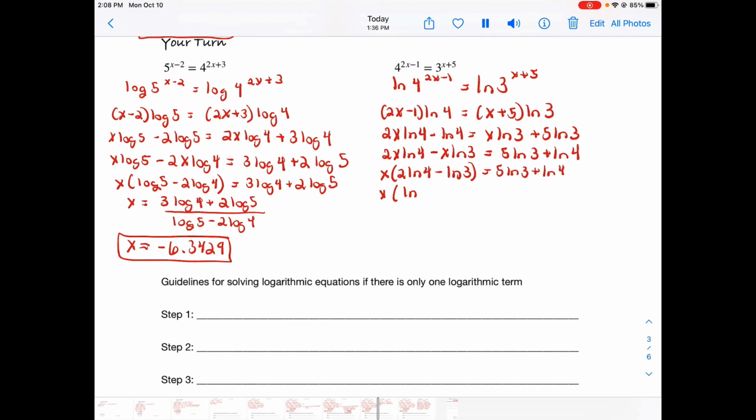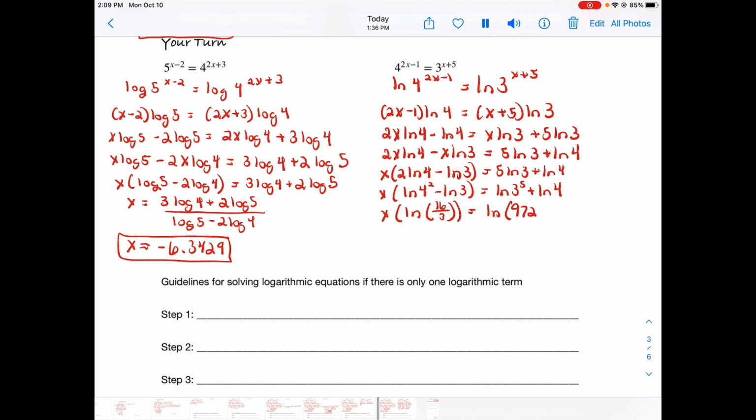So I notice I have 2 times natural log of 4, so it becomes the natural log of 4 squared. And on the right-hand side, I have 5 times the natural log of 3, which becomes the natural log of 3 to the 5th. Then subtraction becomes division, so this becomes log of 16 divided by 3. And then addition becomes multiplication, so I need to take 3 to the 5th and times it by 4. When I take 3 to the 5th times by 4, I get 972. And then x is equal to log of 972 divided by log of 16 over 3.